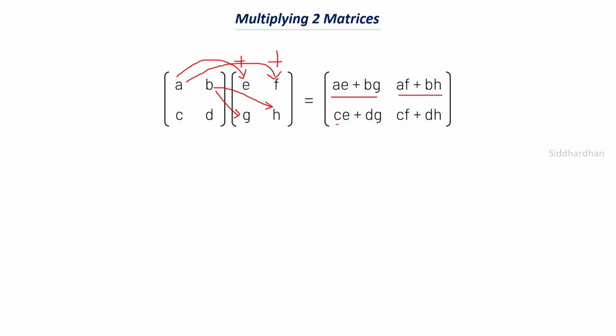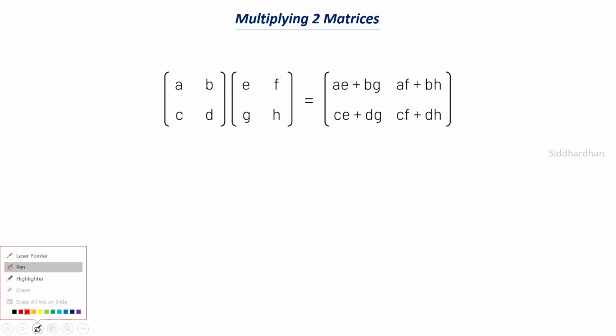Similarly, when you take this particular value, take the second row of the first matrix and the first column of the second matrix. So here it is CE plus DG. Similarly, the next value will be CF plus D into H. So this is how you can multiply two matrices. I hope you have understood what I'm explaining here.